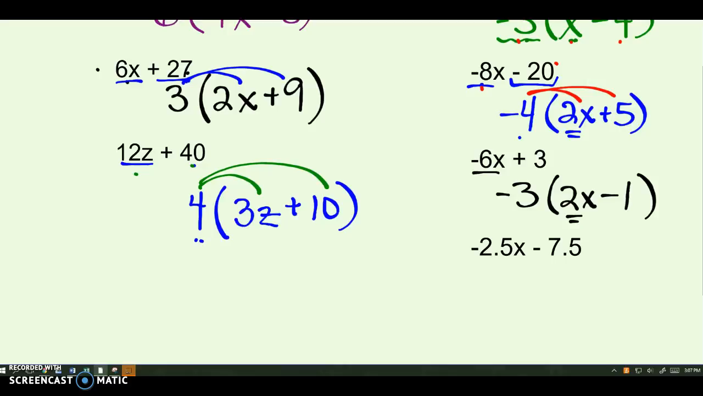And then go back and check it. So negative 3 times 2x, yep, negative 6x. And negative 3 times negative 1, yep, positive 3.